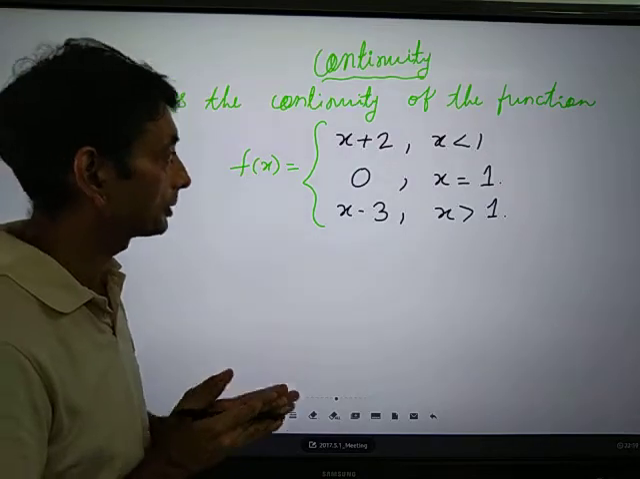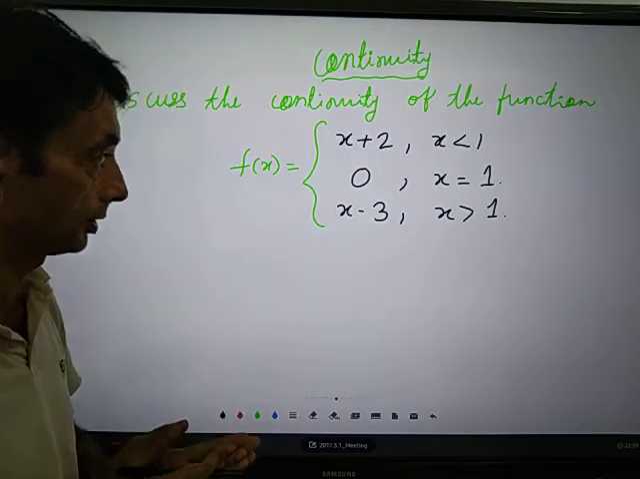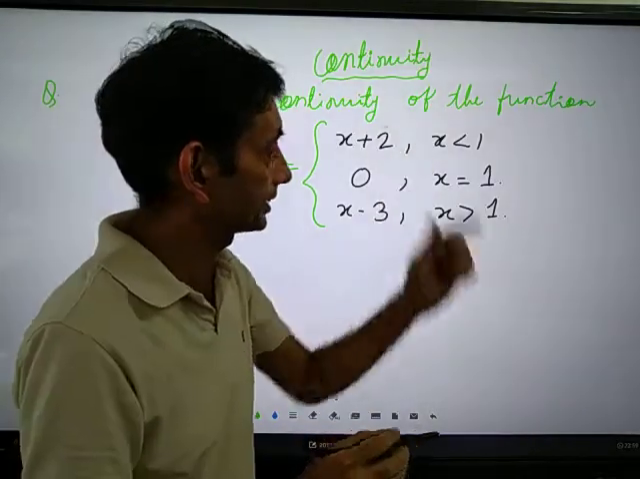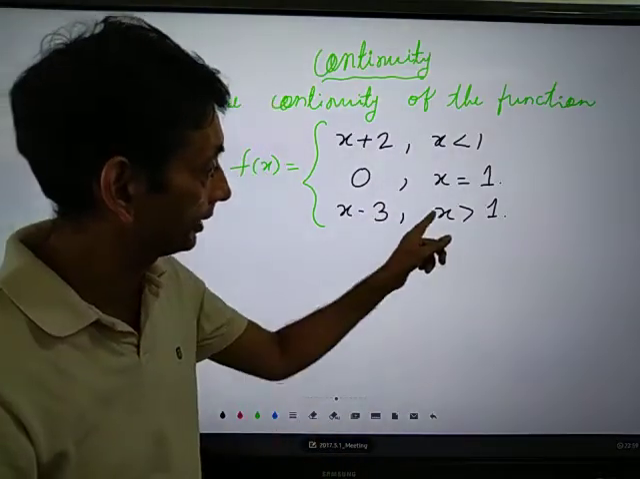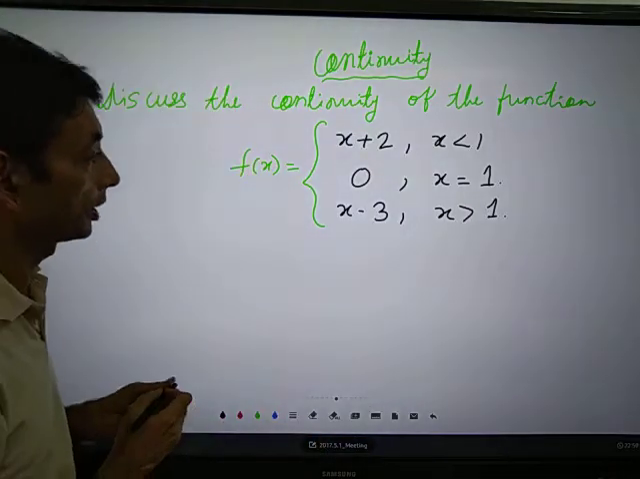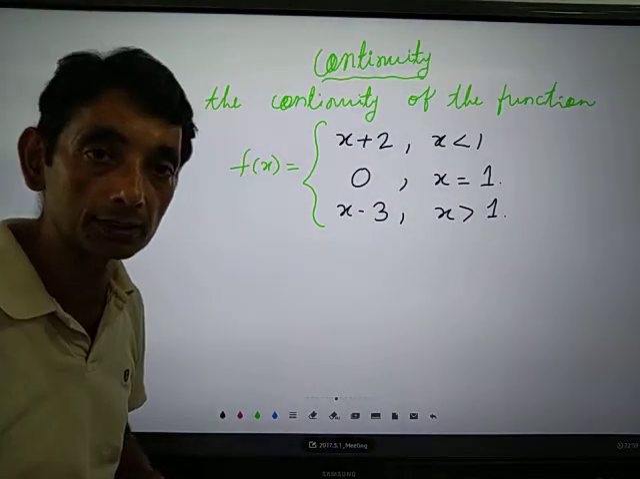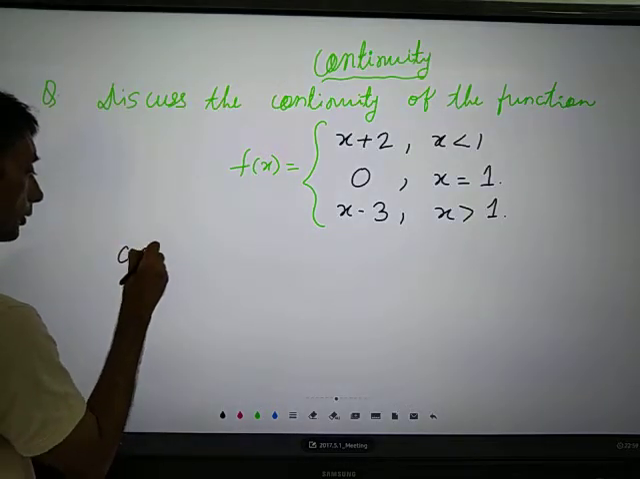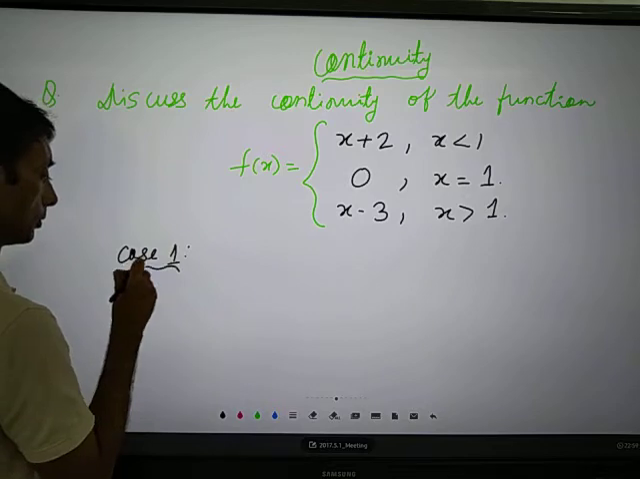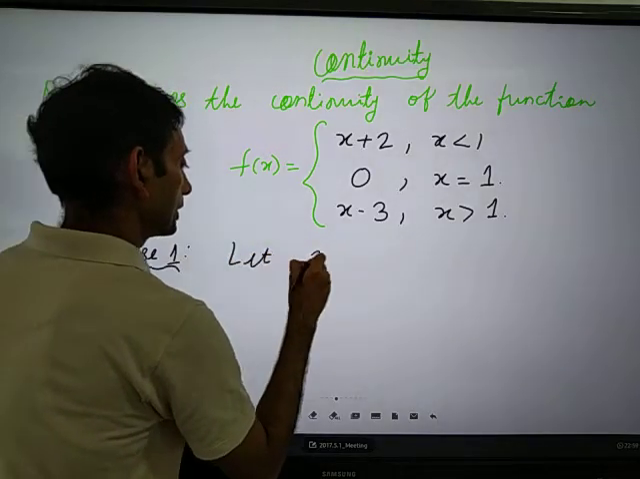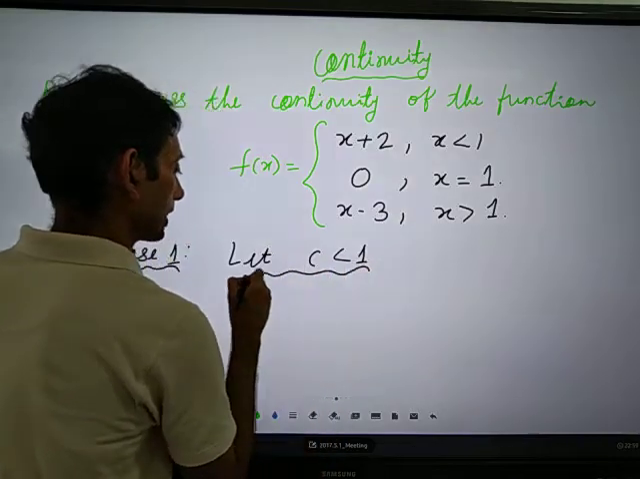We'll be solving this for the cases x less than 1, x greater than 1, and x equal to 1. So let us try these cases one by one. It will be case 1. Let c be less than 1. Just start with the case.